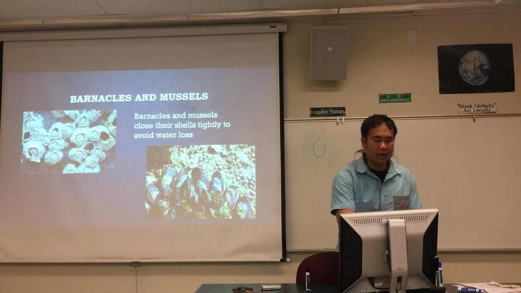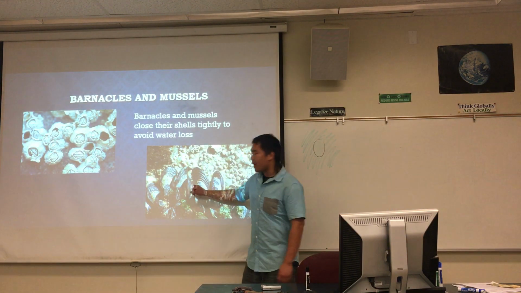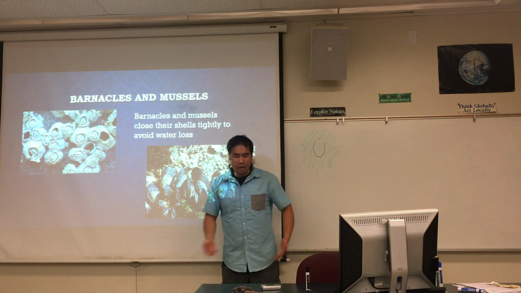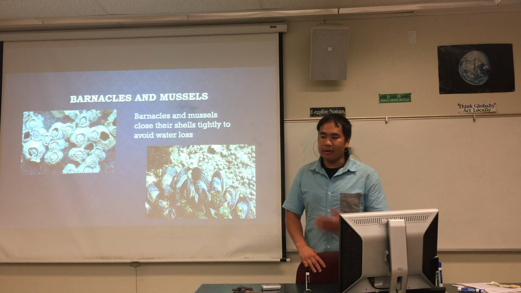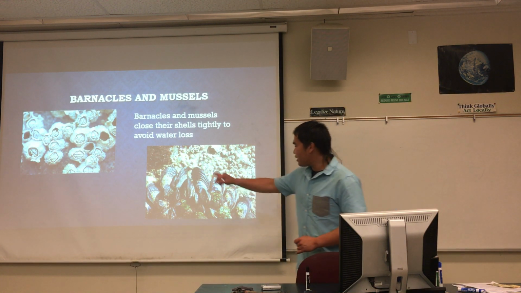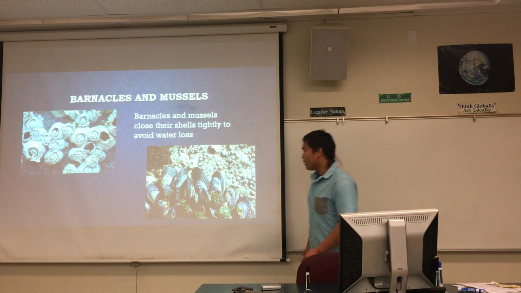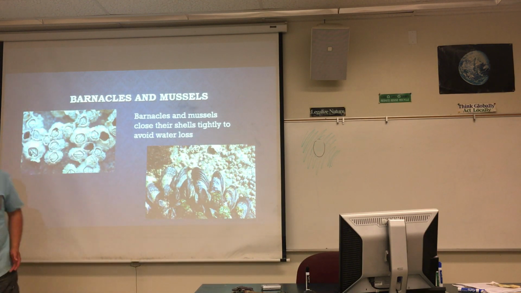Okay, continue on to other animals. These ones with two shells, barnacles and bivalves like the mussel, they just close their shells tight and they hold water inside the shell. Again, an adaptation for holding water is to have a nice shell. What are these shells made out of? Calcium carbonate. Calcium carbonate, good, yeah. The mussel and the barnacle shell are both calcareous and they're good at holding in water.